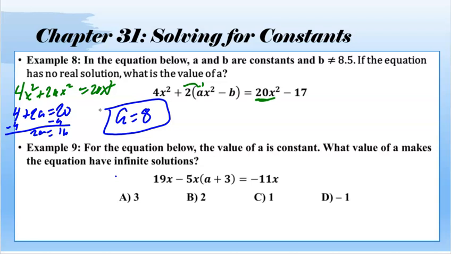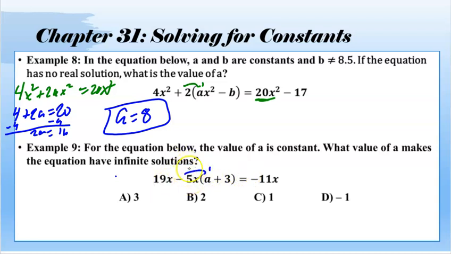Example 9, for the equation below, the value of A is constant. What value of A makes the equation have infinite solutions? That means any number I could put in for my variable x, it will always work. That means the coefficients of my x term are going to be identical, and then everything else is going to be identical. So if the right hand side equals negative 11x, I need the left side to equal negative 11x.